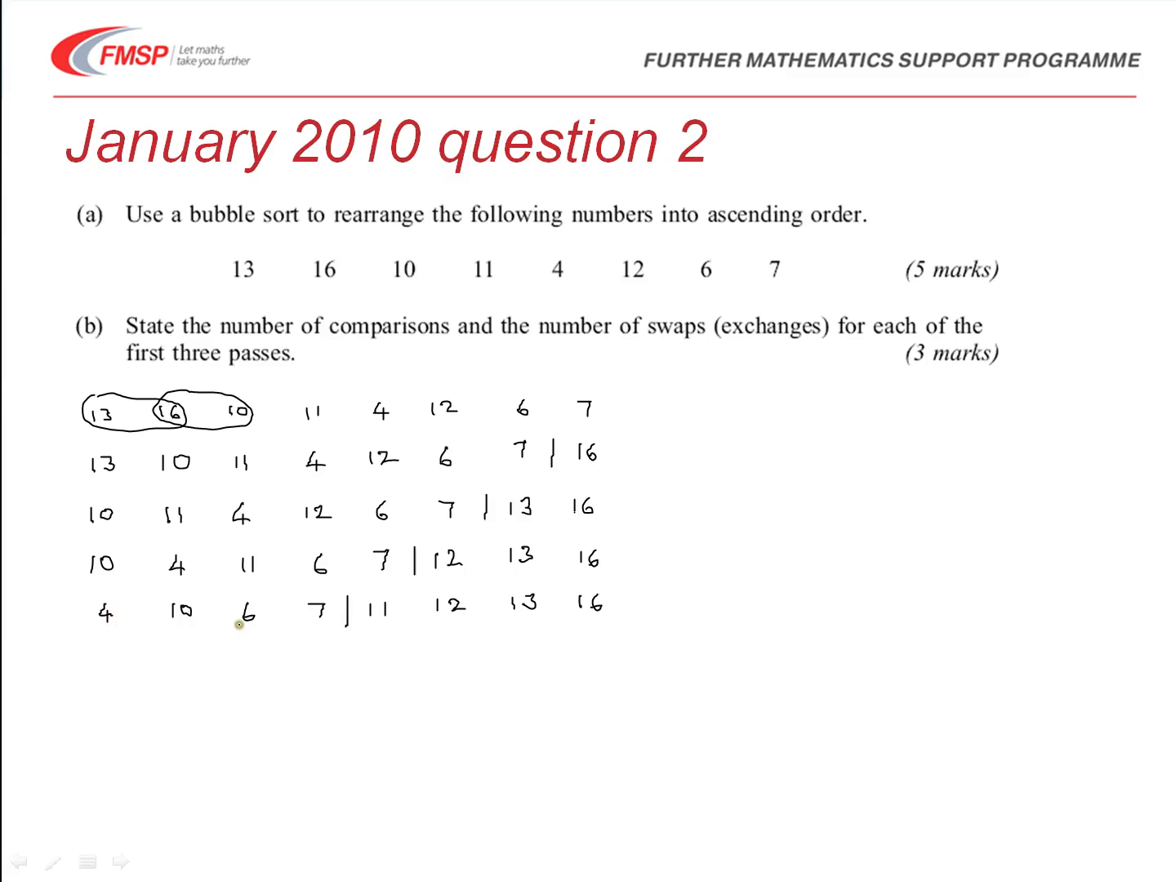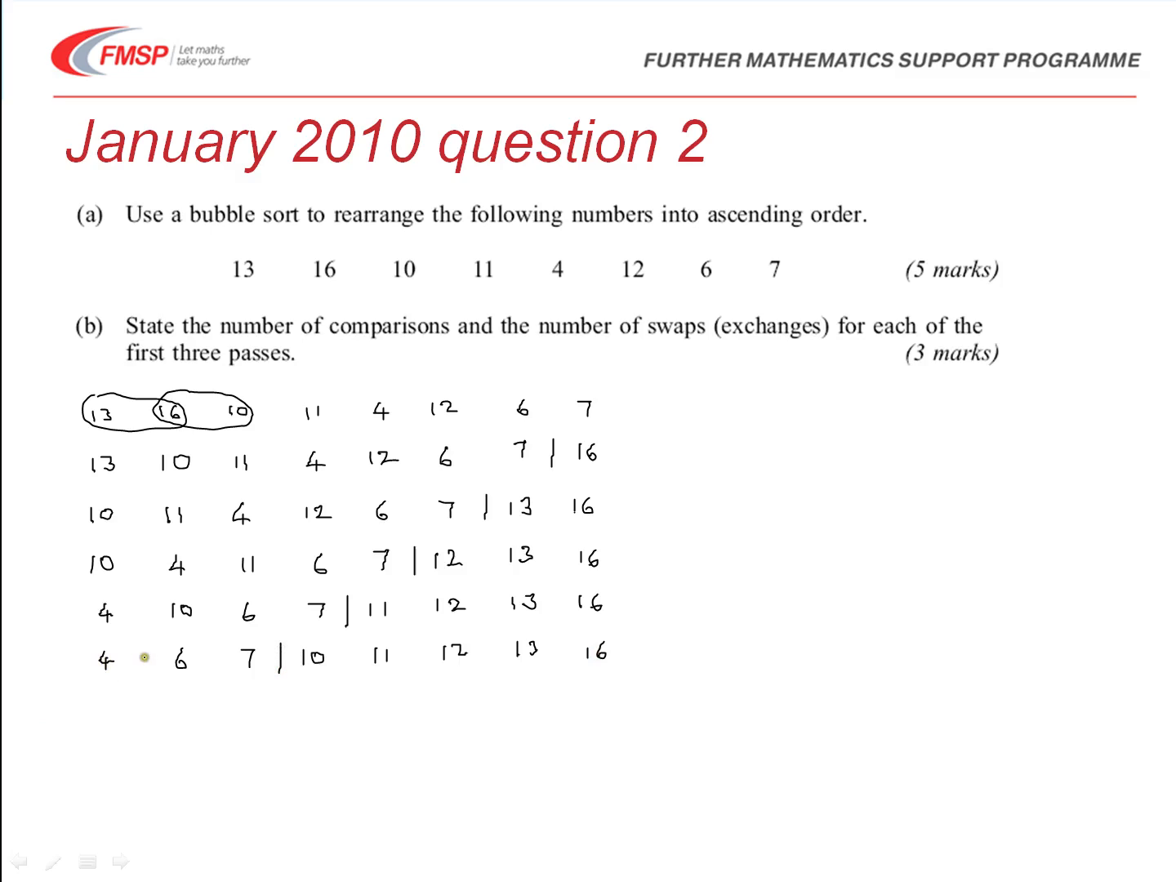So we compare again, the 4 with the 10, no swap. The 10 with the 6, yes we swap. The 10 with the 7, yes we swap. So the 10 is now in the right place, as well as the 11 and the 12 and the 13 and the 16. So up to the 10 are now all in the right place.